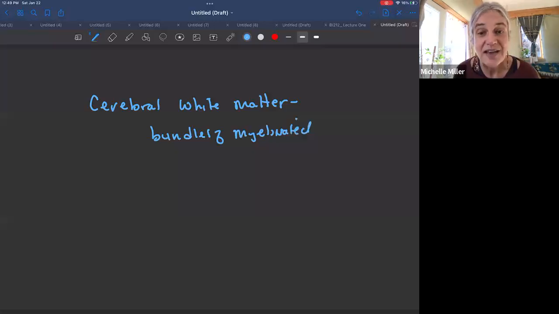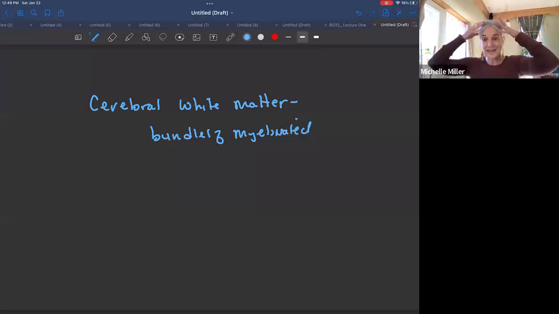So bundles of myelinated axons called tracts, T-R-A-C-T-S, tracts. It's kind of interesting that these tracts can connect parts of the cerebrum. They can also connect one part of your cerebral cortex to another. They can also connect to your spinal cord. And so they are sending action potentials down through the axons. So that is the cerebral white matter.